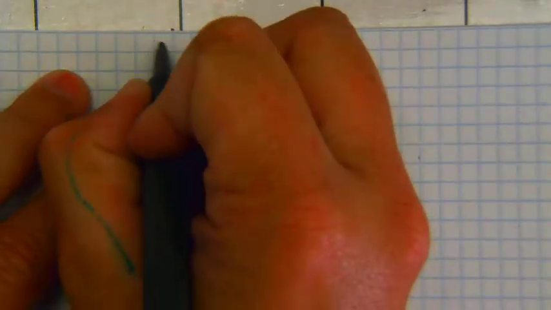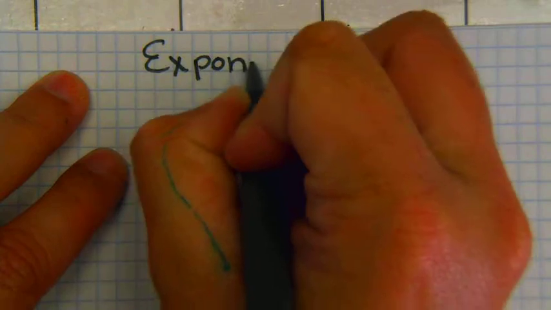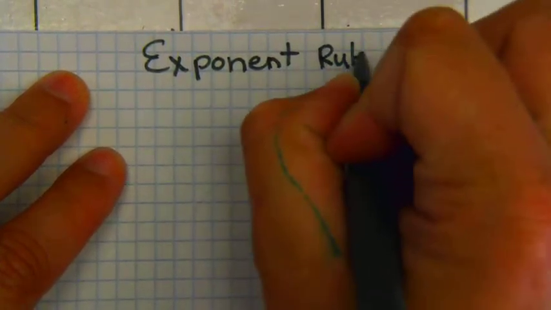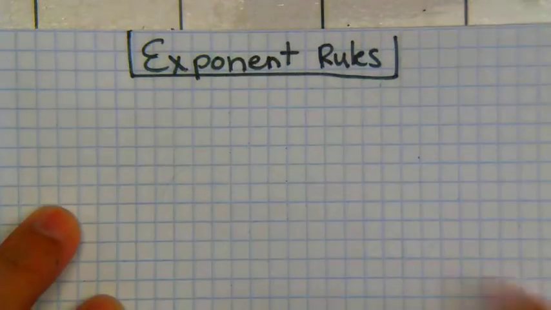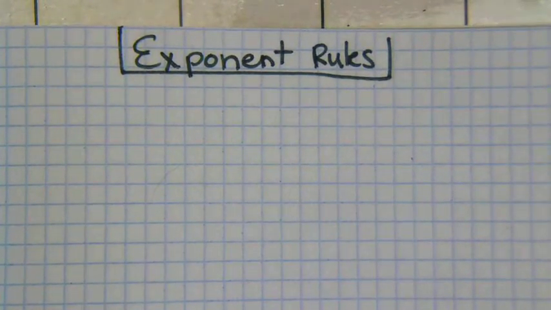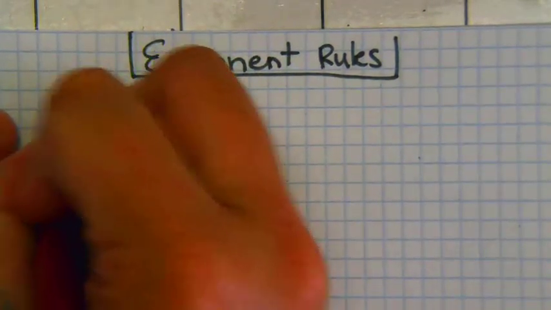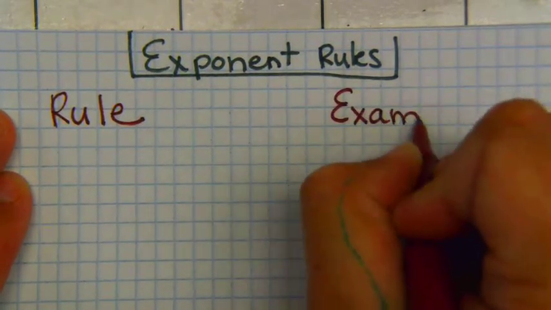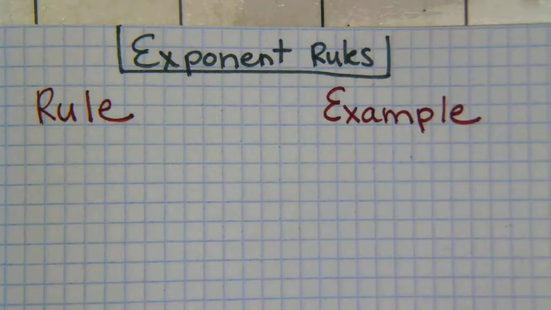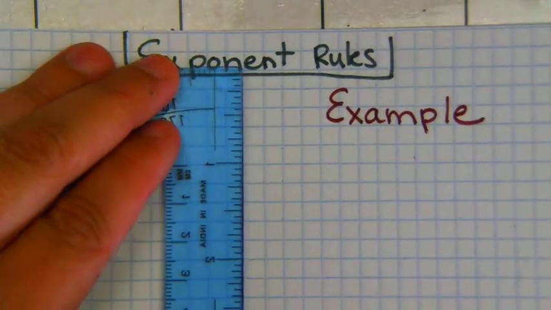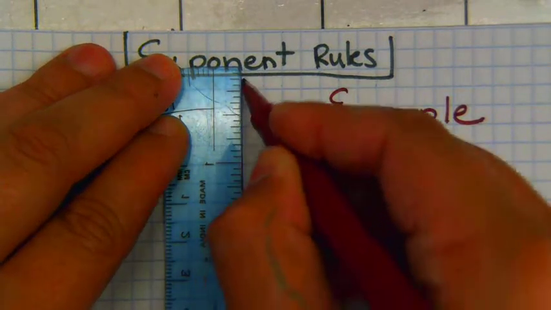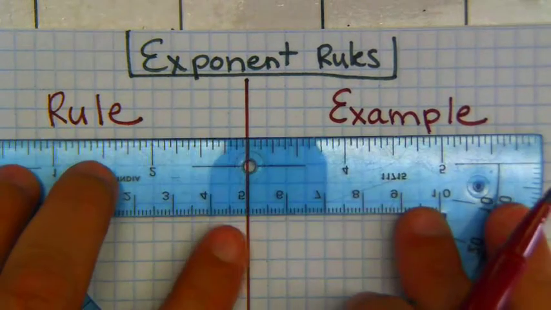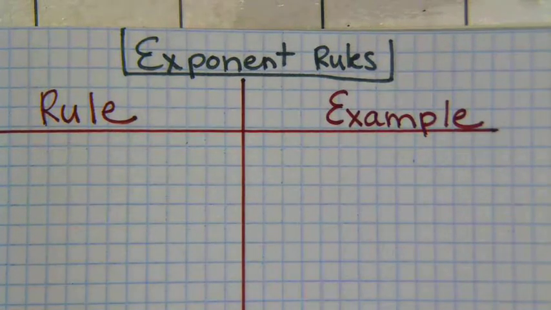So for exponent rules, we're going to go through all of the rules for exponents. I'm going to make this little chart, and I'm going to have the rule on one side and an example on the other side. Okay? So the rule on one side, the example on the other side, just like that in that little chart.